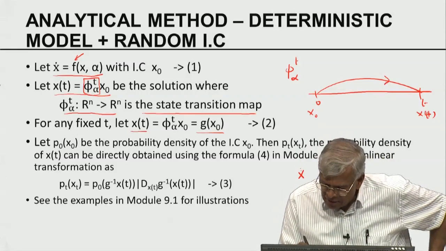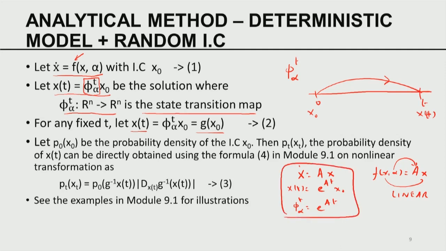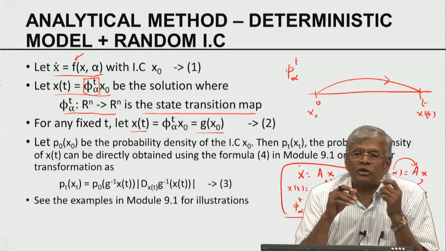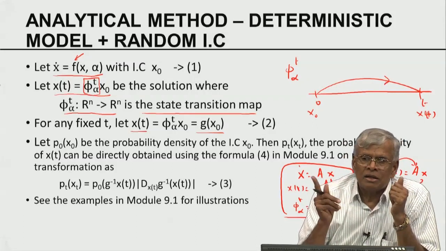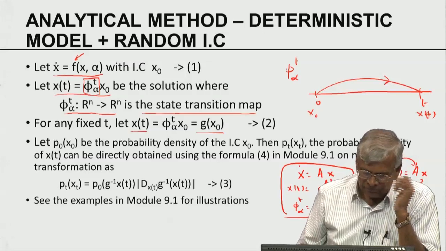For example, if x dot is equal to a of x, in which case f of x comma alpha is equal to a of x, where the elements of alpha may be in matrix A, this is linear. In this case, the solution x of t is e to the power of a t times x naught. Therefore, in this case, phi t of alpha is essentially e to the power of a t. So phi of t is not something unknown. In the case of a linear system, I can quantify what that map is. But in general, under mild conditions on the existence of solution, I should be able to relate x of t to x naught. The relation between x of t and x naught is defined by the transformation and a mapping, and that is what is called the state transition map.